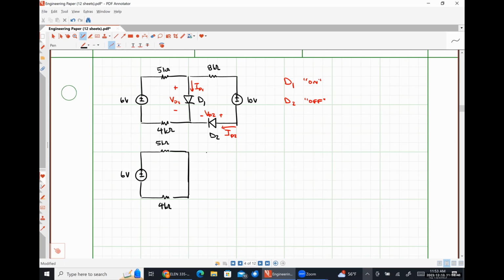And with diode 2 off, we're going to replace it with an open circuit. So here's our current ID1. Here's our voltage VD2.